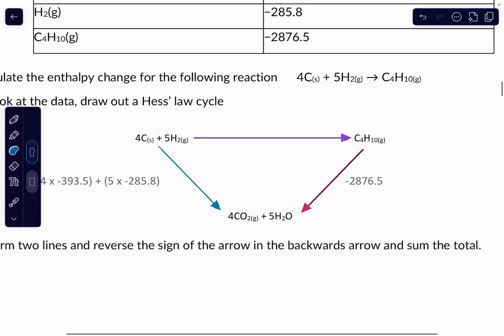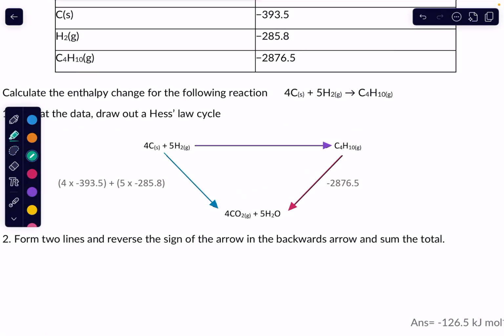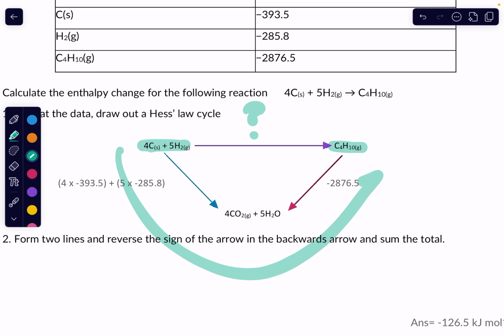So we've got some data over here. When we identify this is what we start with. This is what we finish with. And we want to know what is the value of that purple arrow. And we need to go this way. We have to go that long route.